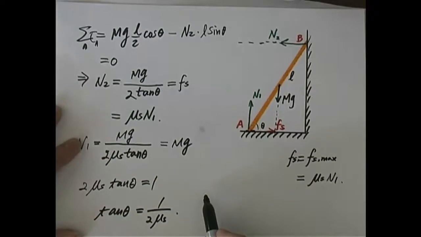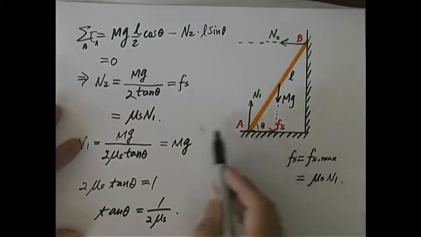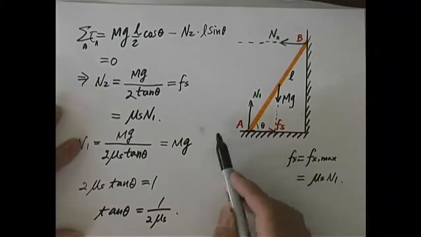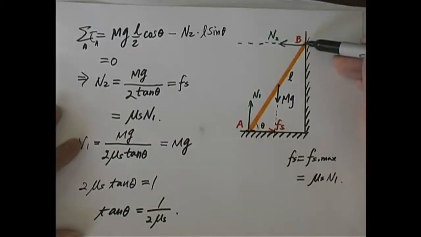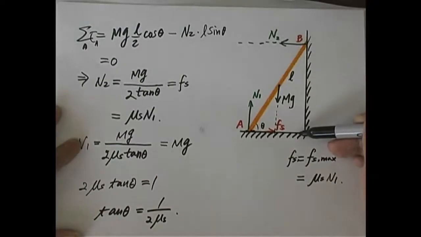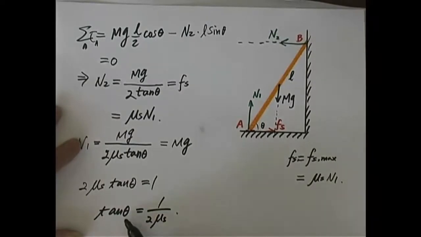And this formula, you can also look at some special cases. If mu s is very, very small, so that means the floor is very slippery here, then this value 1 over 2 mu s is very large, which means the angle theta has to be very large. In other words, the ladder has to be almost vertical to prevent it from sliding. And if mu s is very, very large, then tangent theta can be very small. You can put the ladder almost like this, it still will not slide.